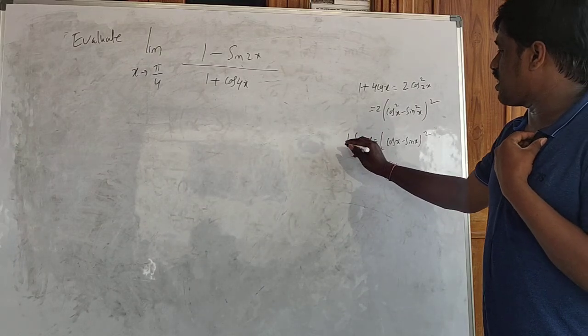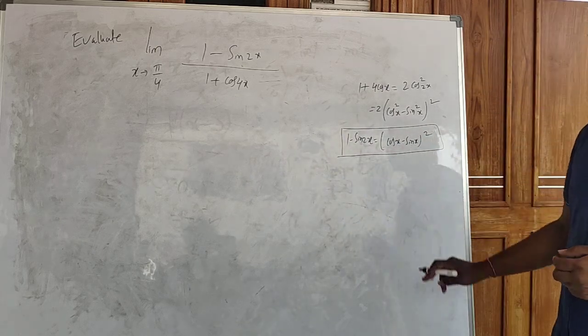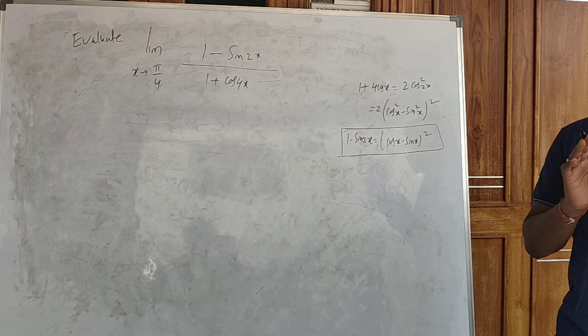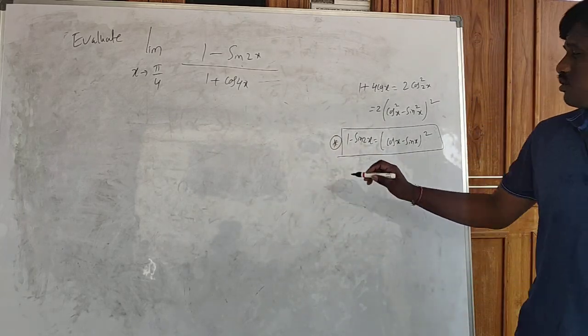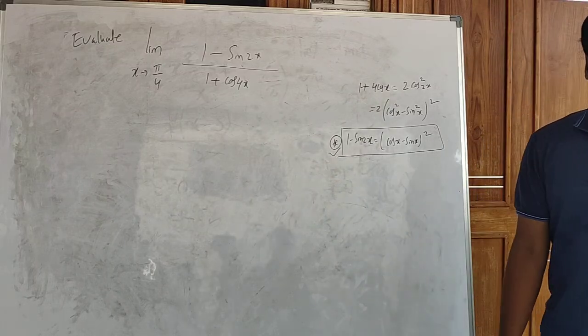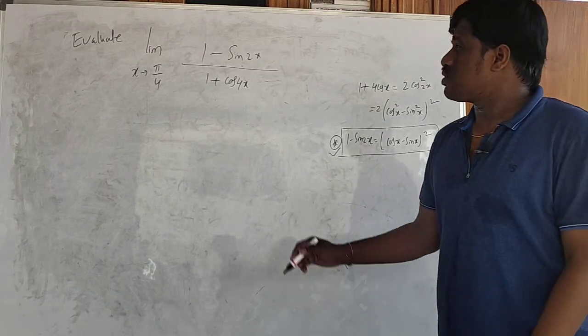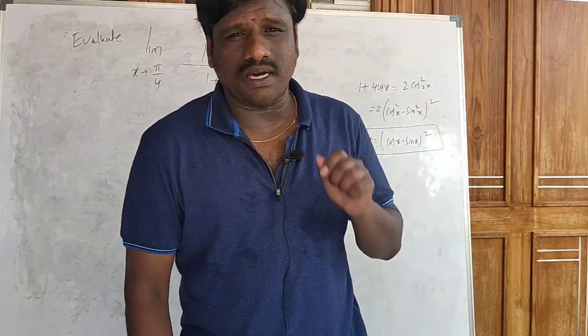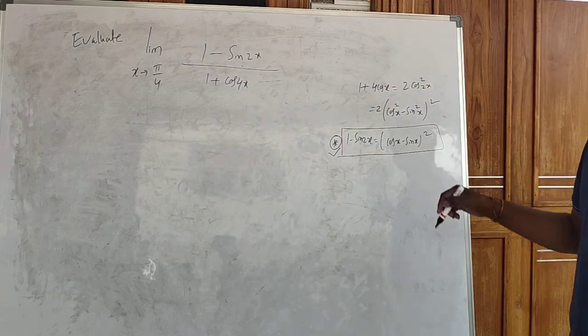So 1 minus sine 2x is used as (cos x minus sine x) whole square. I told you this is the most important one, right? And this is also used in integration many times. So remember that this is the most important case. 1 minus sine 2x can be written as (cos x minus sine x) whole square.